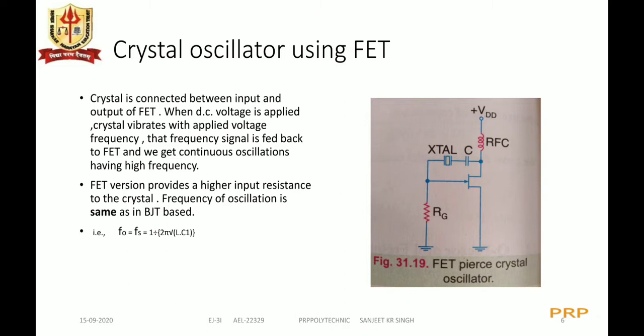Secondly, we can implement the crystal oscillator using a FET as well, rather than making use of a BJT transistor. The circuit arrangement is shown in the adjacent figure. The crystal is connected between the input and the output of the FET. When DC voltage is applied, the crystal vibrates with the applied voltage frequency. That frequency signal is fed back to the FET, and we get continuous oscillations having high frequency. The FET version provides a higher input resistance to the crystal. The frequency of oscillation is the same as the BJT based Pierce crystal oscillator, that is frequency of oscillation Fo is equal to the series resonance frequency, equal to 1 divided by 2 pi root over L C1.